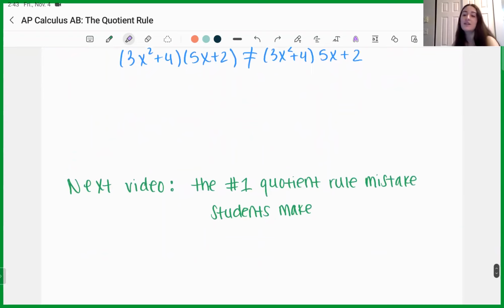And in my next video, I'm going to talk about another quotient rule mistake that is actually, I would say, the number 1 mistake that 90+% of students make when using the quotient rule. So make sure you check out that video to see what not to do.